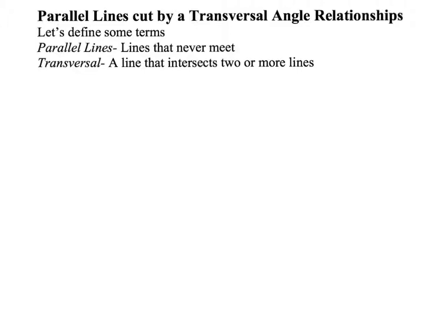First, we have parallel lines. You should be familiar with this. These are lines that never meet. Our second term is transversal. This is a line that intersects two or more lines.